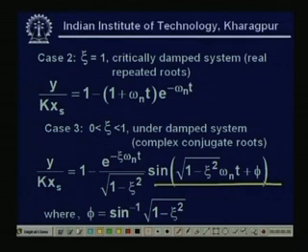Also there is a phase shift, and the phase shift will be given by phi equal to sin inverse of the root of 1 minus xi square. So the phase shift will be there in the case of a second order system when working under underdamped conditions.